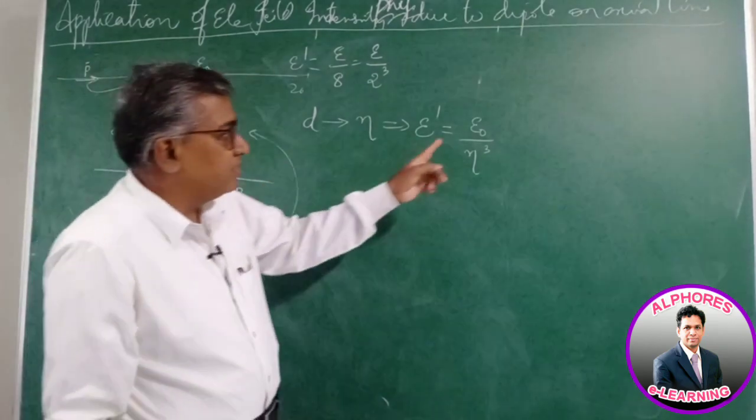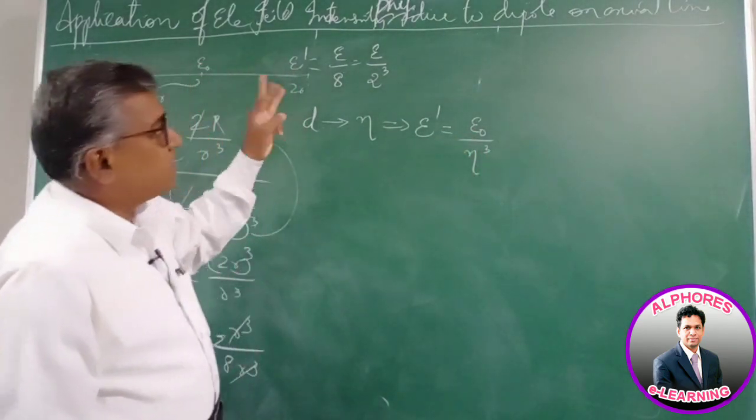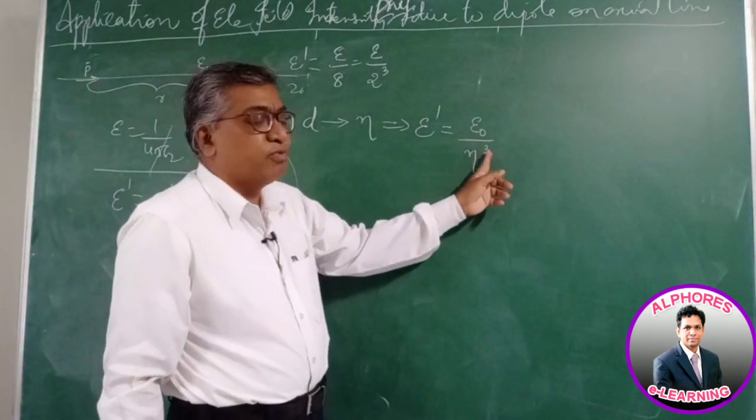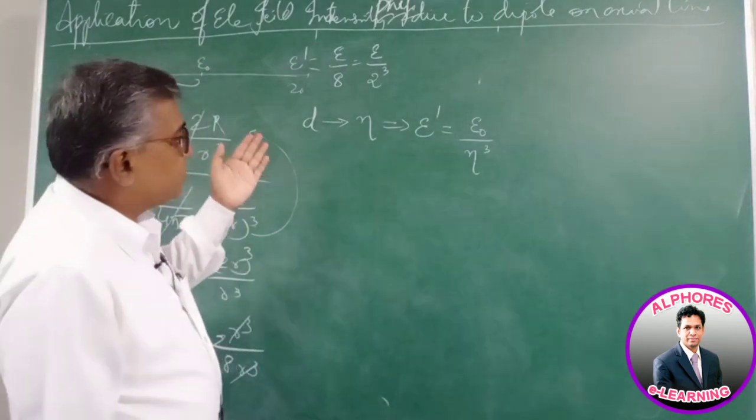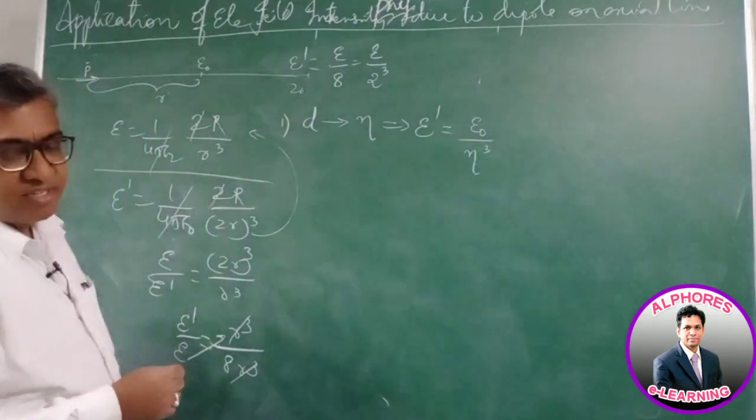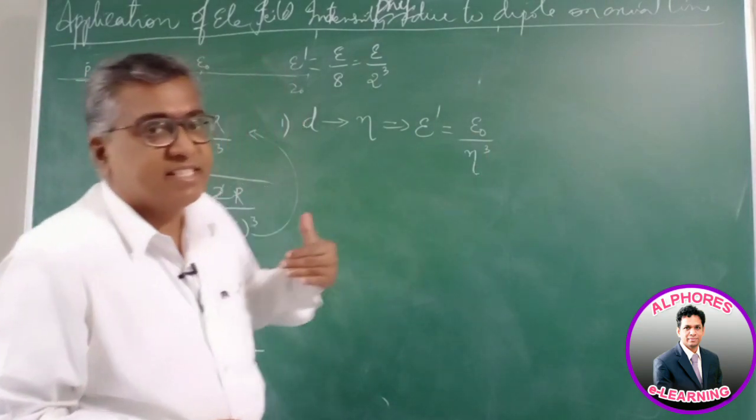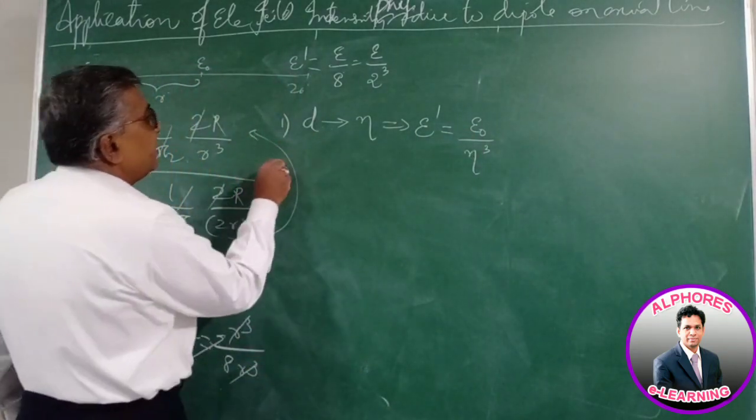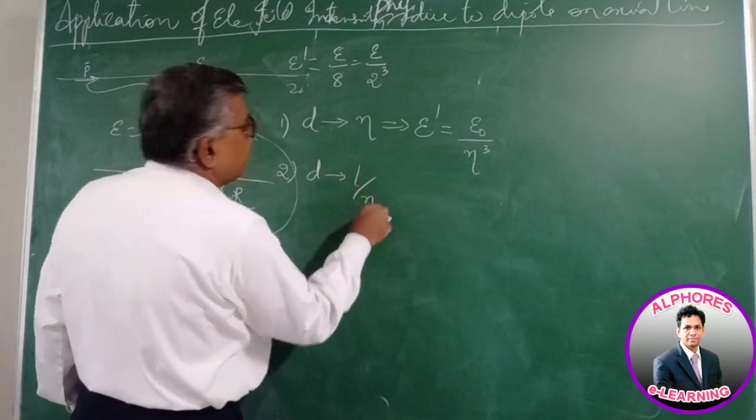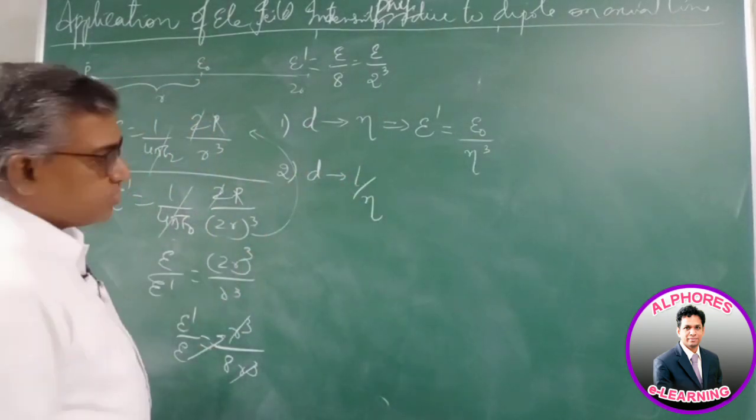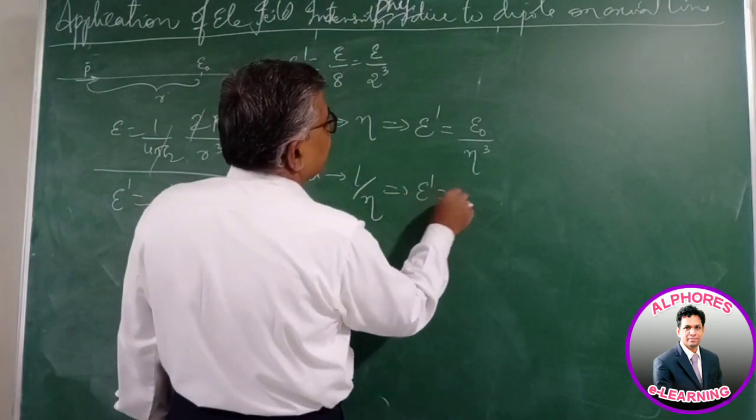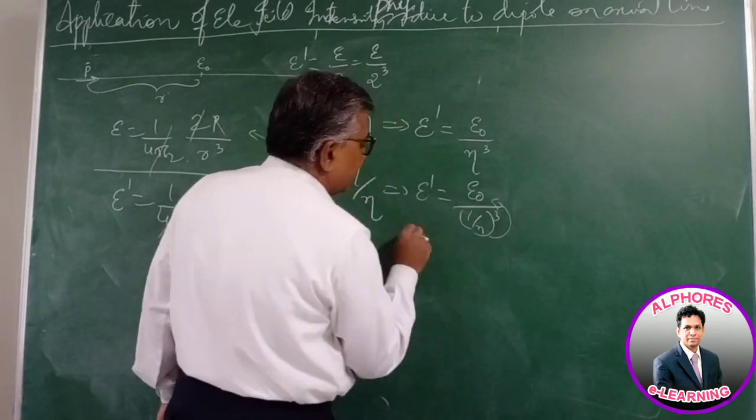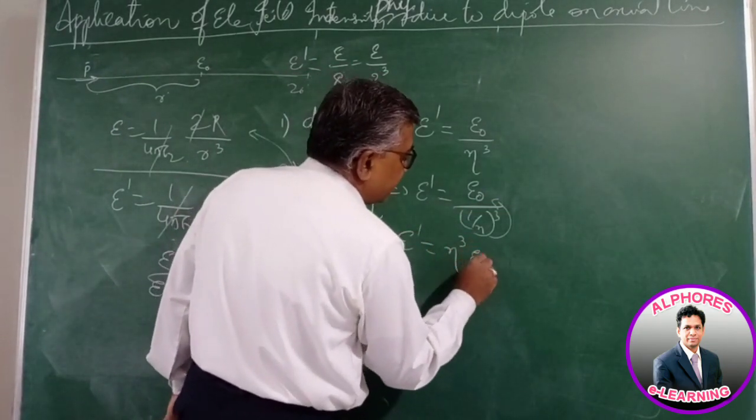If the distance is doubled, E naught by 2 cube, E naught by 8. If the distance is tripled, E naught by 3 cube, E naught by 27. If the distance is 4 times, E naught by 4 cube, 64, and so on. So when the distance of the point is taken n times the initial distance, the electric field reduces 1 by n cube times. Similarly, if the distance is reduced to 1 by nth of the initial distance, then E dash would be E naught into 1 by n whole cube. This will go up, so E dash will be n cube times E naught.